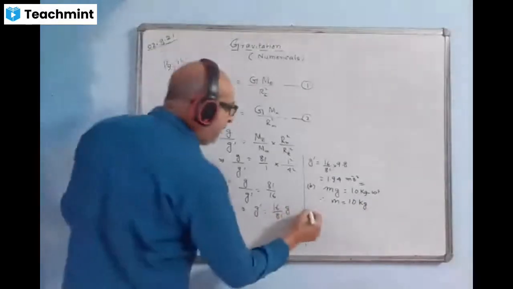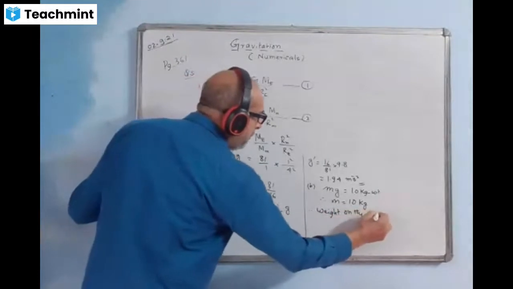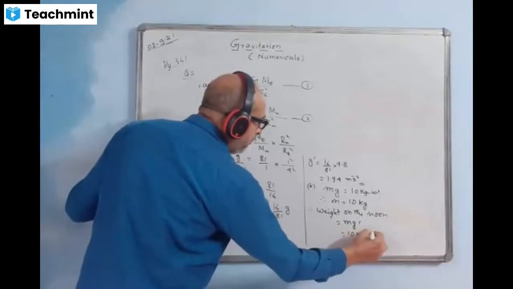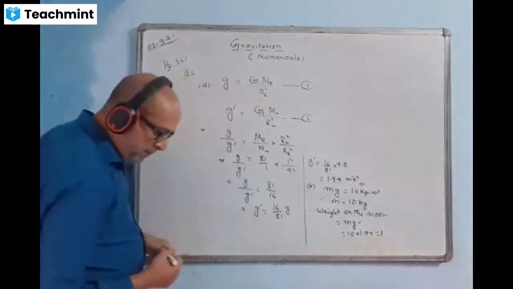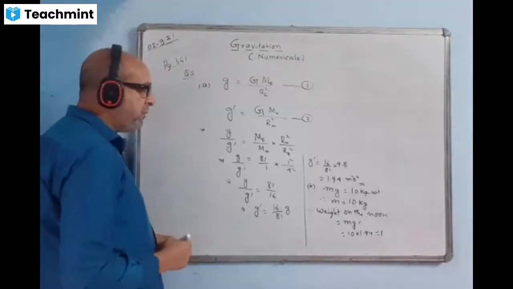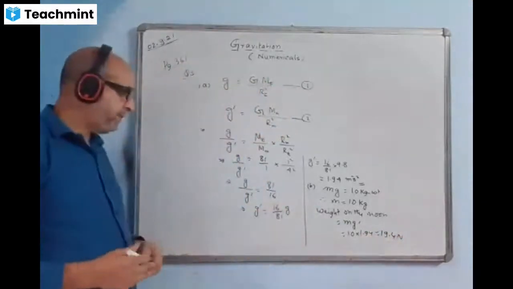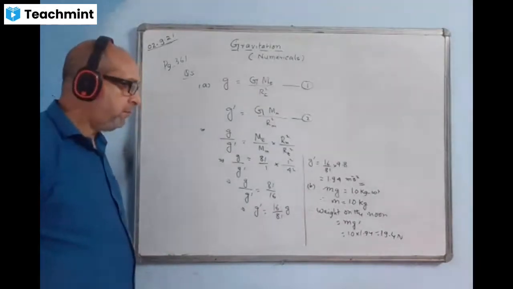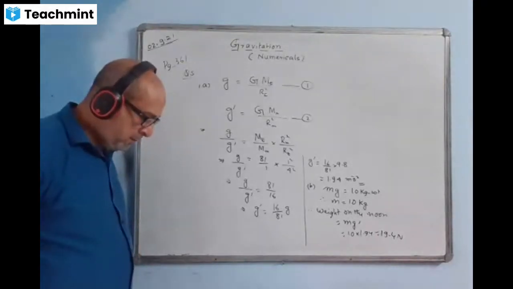Now, therefore, the weight on the moon will be equal to mg dash, 10 into 1.94. The answer is coming 19.4 Newton. In Newton only you can give the answer. You can give the answer in terms of Newton. Okay? Alright.